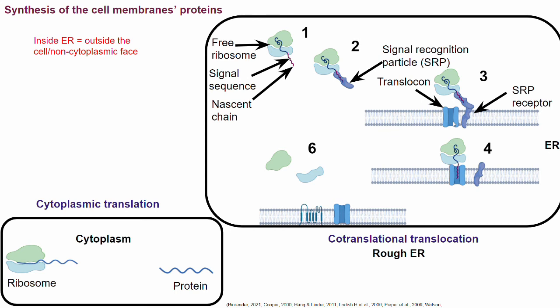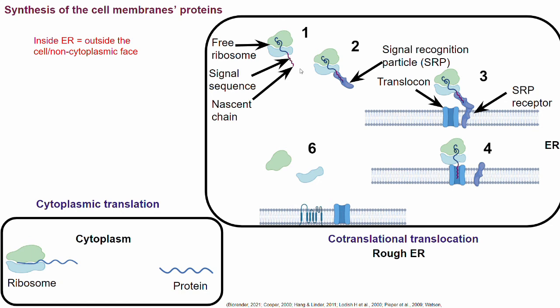Translocon is basically a hole within the membrane of the endoplasmic reticulum, so the protein can be produced inside the lumen. I previously mentioned an example to make this whole process a little bit simple to understand.